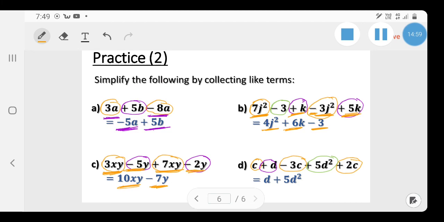Okie dokie. So, collect like terms. 1c minus 3c. Well, 1 minus 3 is minus 2, so I'm at negative 2c. Negative 2c plus 2c, that brings me up to 0c. So I don't write any c's. It'd be silly to write 0c because I don't have any c's. I've got 0 of them. So the c's have all cancelled out. And the plus d and the plus 5d squared, they just come downstairs and sit there next to one another. d plus 5d squared is the answer.